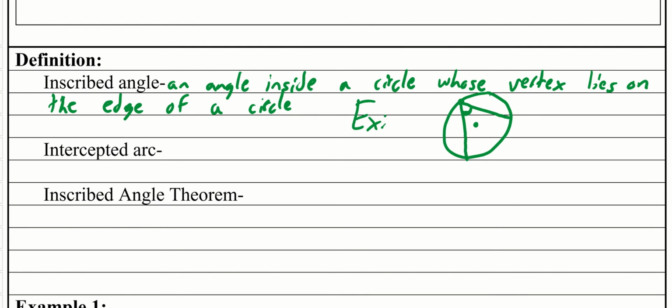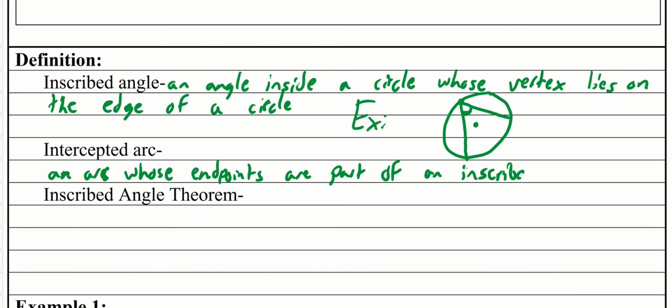And an intercepted arc is just an arc whose endpoints are part of an inscribed angle. Okay. An intercepted arc is just an arc whose endpoints are part of an inscribed angle. So for example, this piece right here is what we call the inscribed angle, and then this piece, this arc that we have right here, is what we'd call the intercepted arc.